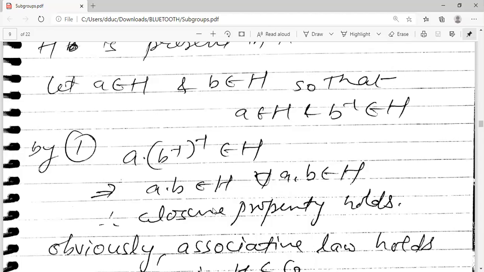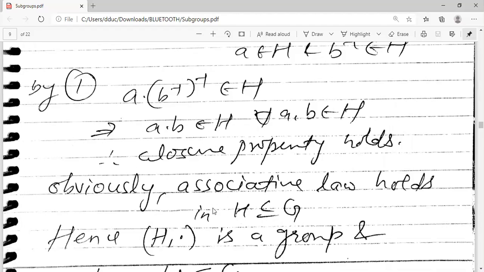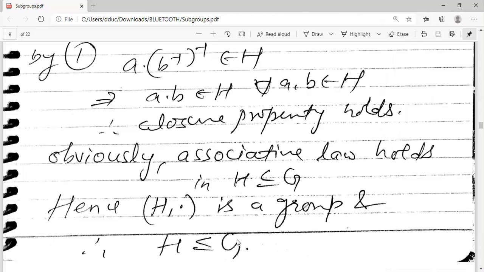So closure you have proved, identity you have proved, and existence of inverse of every element you have proved. Now associativity is obviously there. Why? Because H is a subset of G. So all the elements of H are coming from G, and associativity holds in G. So associativity automatically holds in H also. So H with this operation is a group, and if it is a group, that means it is a subgroup of G. What was the definition of subgroup? A subset which in itself becomes a group under the same composition is a subgroup. So this composition is the same as that of G. So H becomes a subgroup of G.